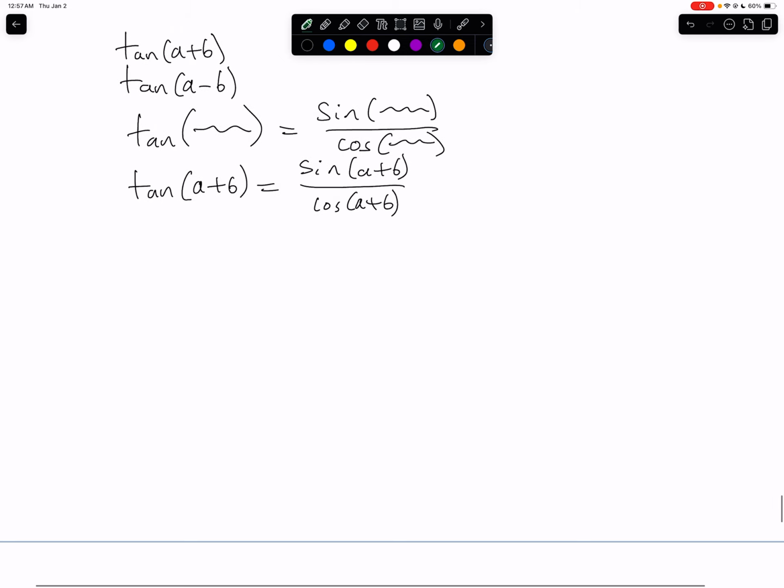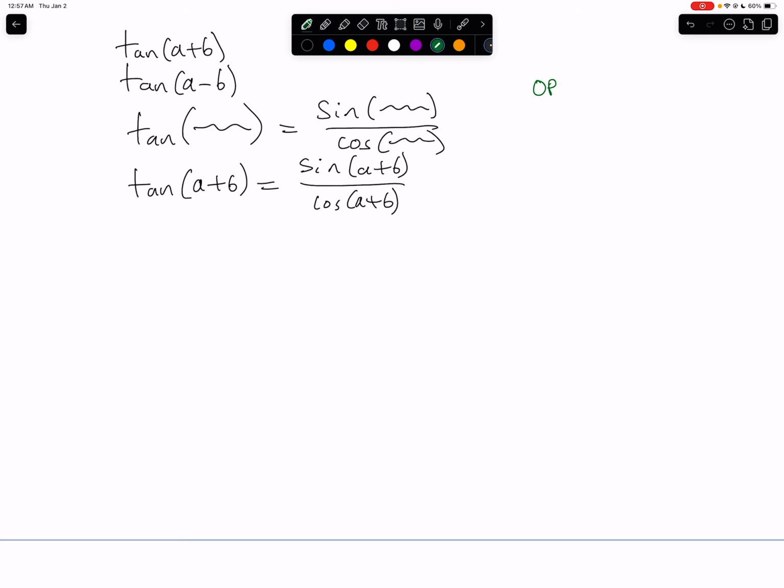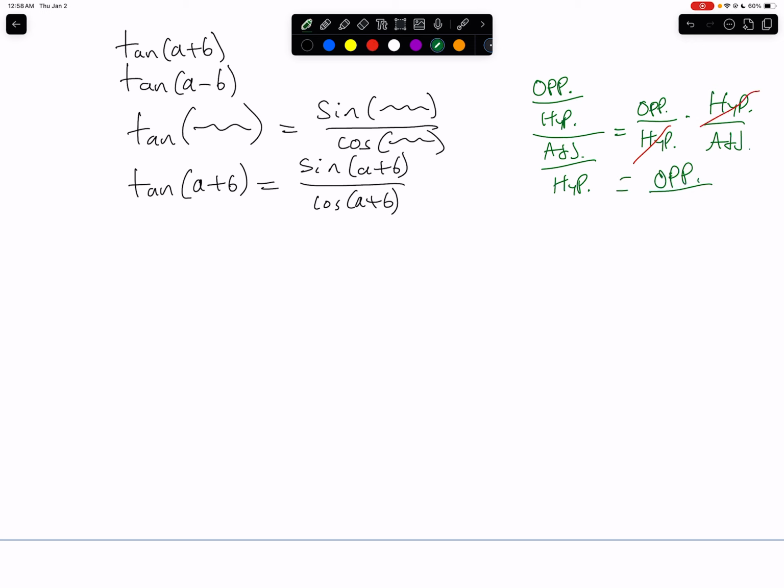It's so easy. We know that sine is opposite over hypotenuse, and cosine is adjacent over hypotenuse. Multiply by the reciprocal, so we get opposite over hypotenuse times hypotenuse over adjacent. The hypotenuses cancel, and then we get opposite over adjacent, and that is tangent. Opposite over adjacent is the definition for tangent. So that's why it works.